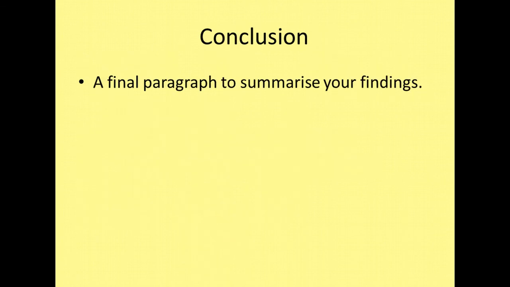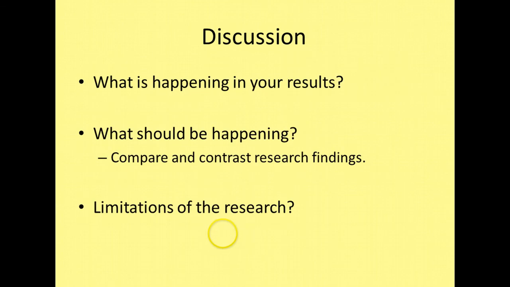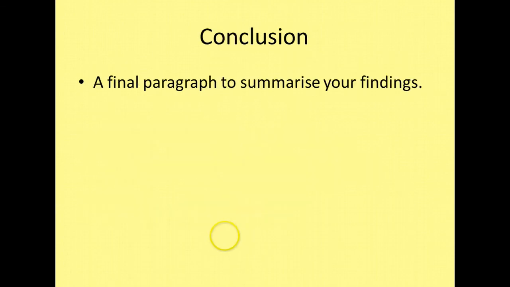Okay, and the conclusion is a final paragraph to summarise your findings. So all I want to see is a final paragraph. Now, if we go back to the discussion, that's about 400 to 500 words, and then your conclusion is about 50 words, if that. So your conclusion, your main findings: from reviewing this research, it's been found that X, Y, and Z occurs because of this.